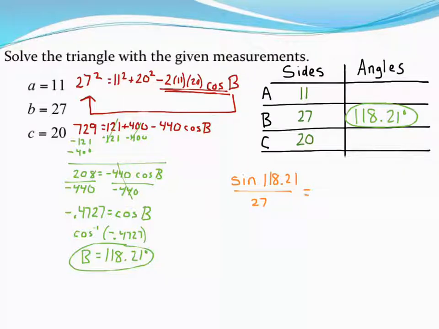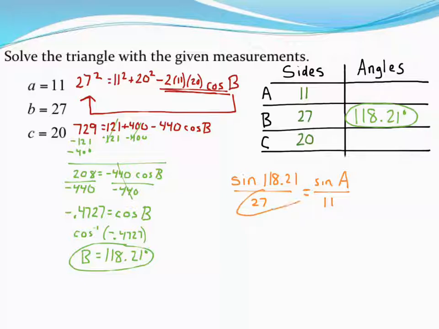With law of sines, I'm going to find the smallest angle first when I have a choice. My smallest angle is going to be angle A because side A is the smallest. I suppose you could argue it doesn't really matter. There's not going to be another obtuse angle in this problem. A triangle can only have one obtuse angle, but just to be consistent, let's find our smallest angle first.